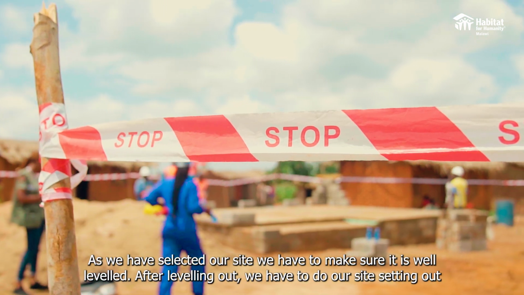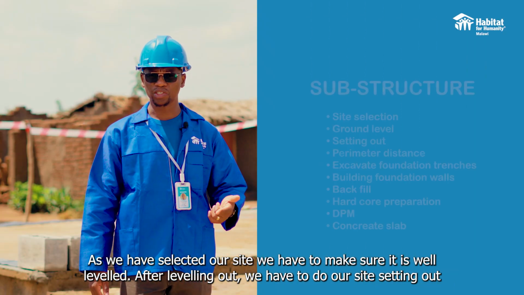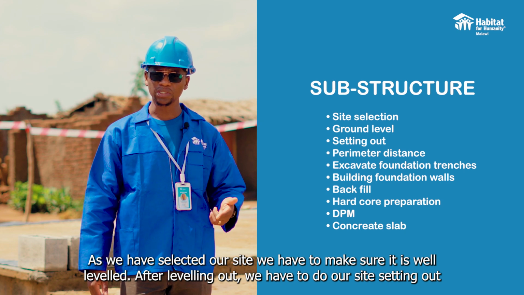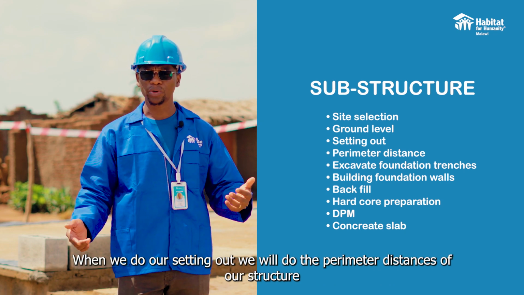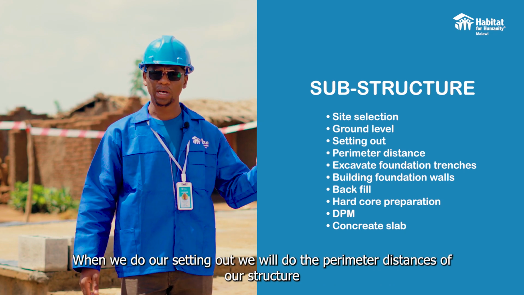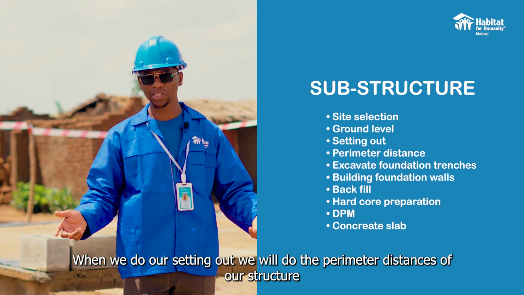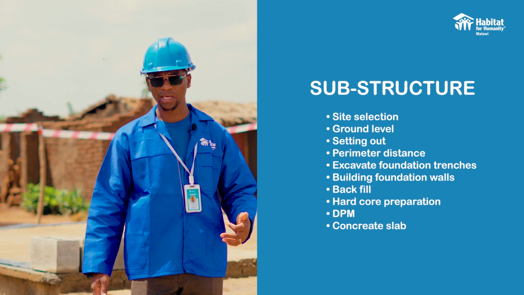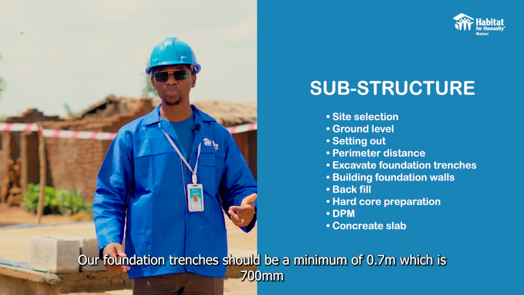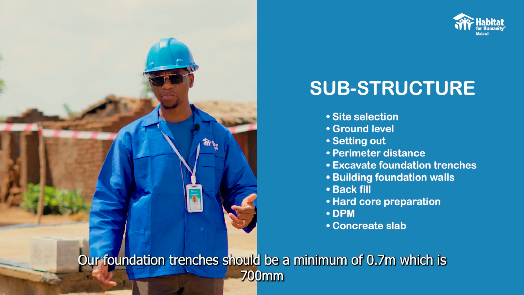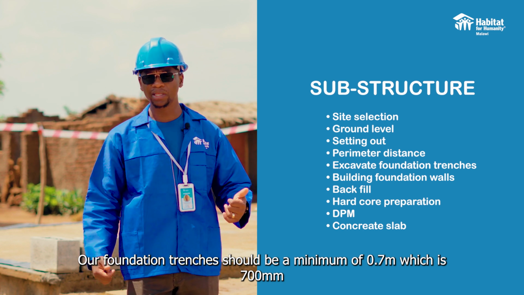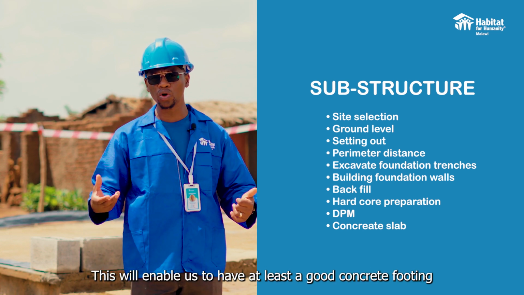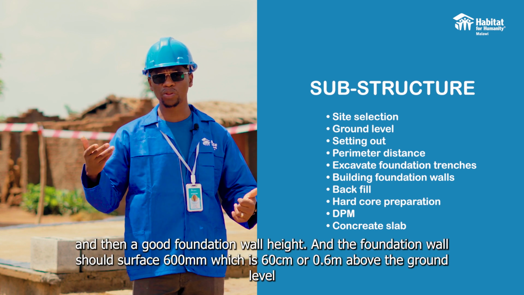As we have selected our site, we have to make sure that it is well leveled. And after leveling it out, we have to do our setting out. So when we do our setting out, we'll do the perimeter distances of our structure, which is our house in this case, and then we're going to excavate foundation trenches. Our foundation trenches should be a minimum of 0.7 meters, which is 700 mm. This will enable us to have at least a good concrete footing and then a good plinth wall height.